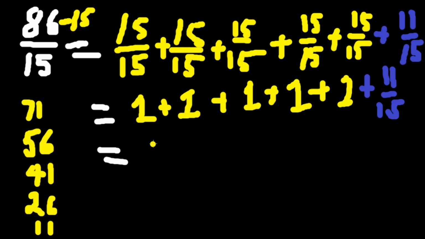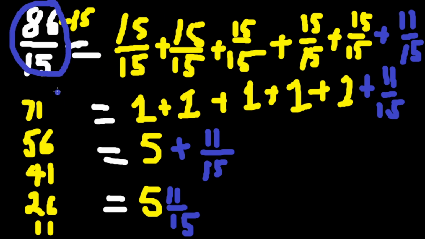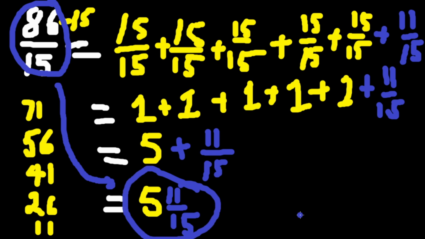And the next part, we got 5 plus 11 over 15. As you know, this is willing to now turn into the mixed number we once had, 5 and 11 over 15. And boom, we just turned an improper fraction here into a mixed fraction here. So congrats.